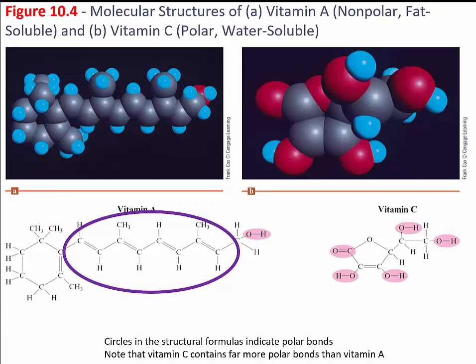Your body's going to flush that out pretty quickly. Taking a look at the structure of these two molecules, vitamin A has this long conjugated system. It's got this very greasy backbone where you've got a series of carbons in a chain. So it's going to be very nonpolar. It's got a little bit of polarity from that OH group at the end. But compare that to vitamin C. Vitamin C has the ability to hydrogen bond all over the place. So the circles indicate where polar bonds are. The vitamin C contains far more polar bonds than vitamin A.